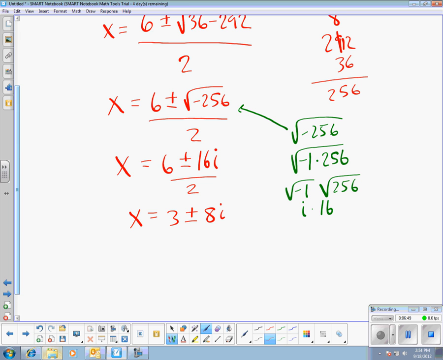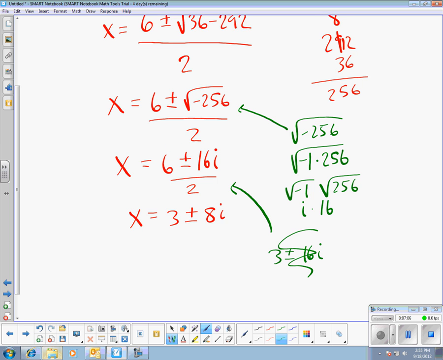Just a caution, just because I see it happen all the time, this is not 3 plus or minus 16i. You can't just divide the 6 by the 2. If you're going to divide, then both parts on the top have to divide. So that's a big no-no.